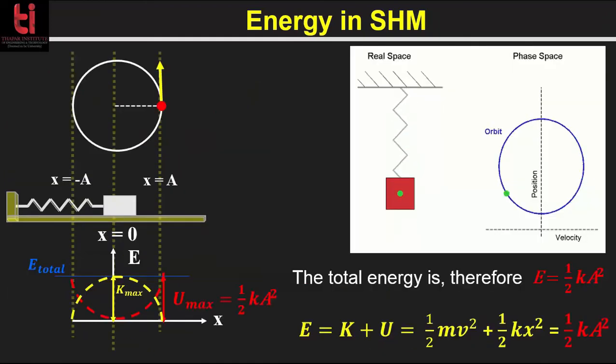Here we can see that the projection of uniform circular motion can be viewed as simple harmonic motion. Let's consider that this particle is performing a uniform circular motion with a constant angular speed.